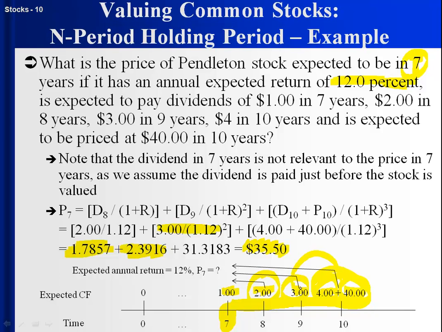Discount it back 1, 2, 3 years. That has a value of 31.32 as of the point in time we get out of our time machine. So when we get out of our time machine, our piece of paper is worth $35.50. That's what we expect the price to be in 7 years.